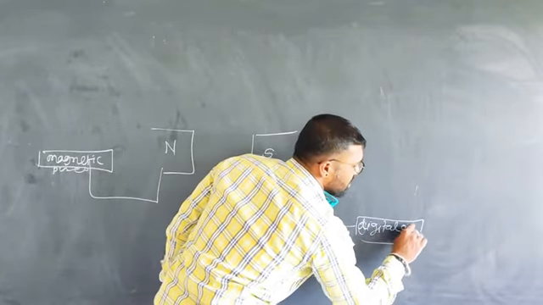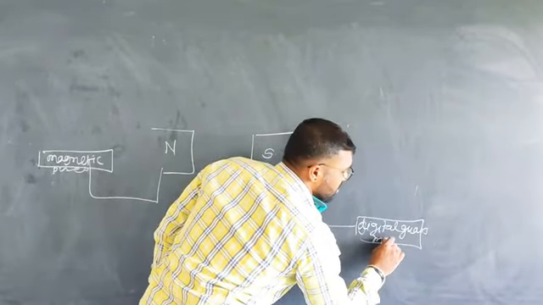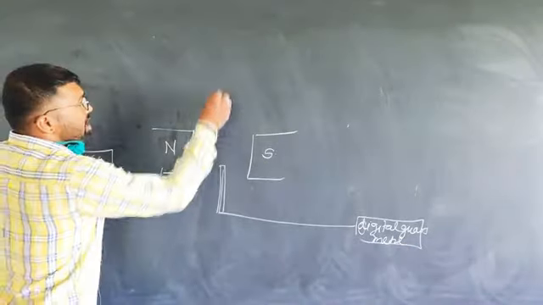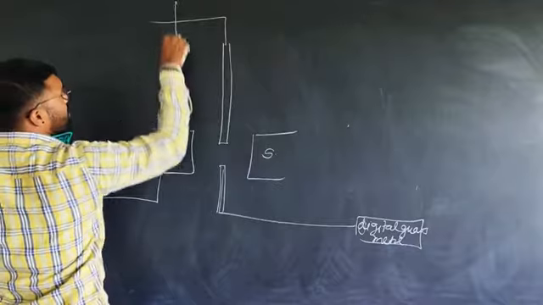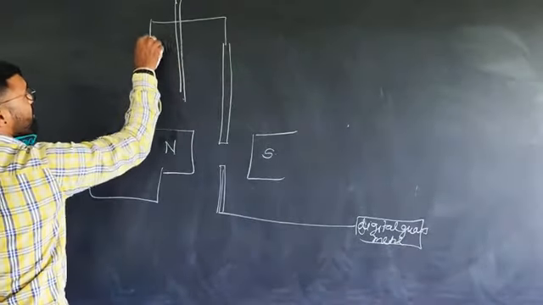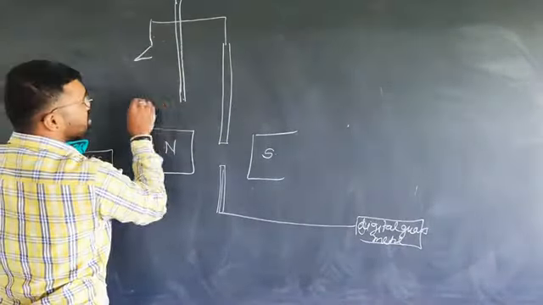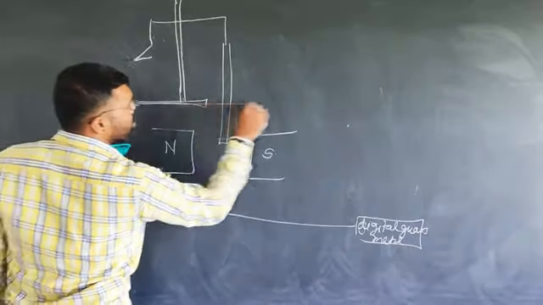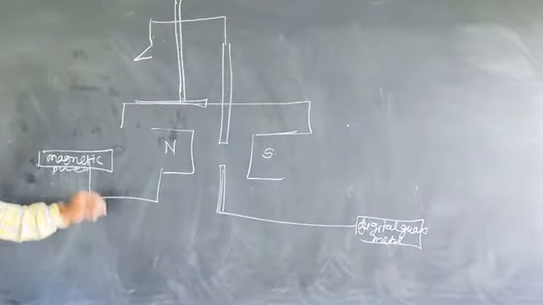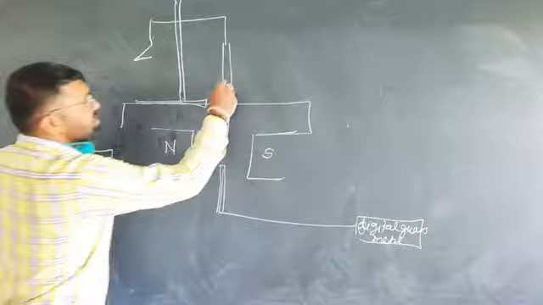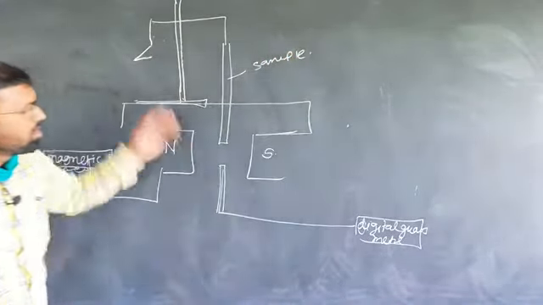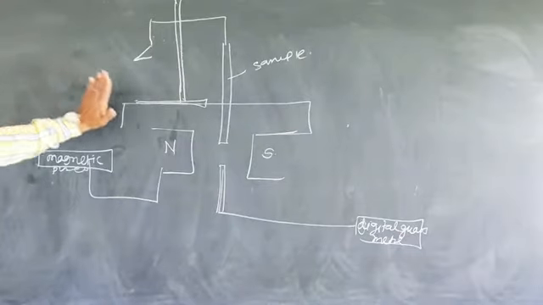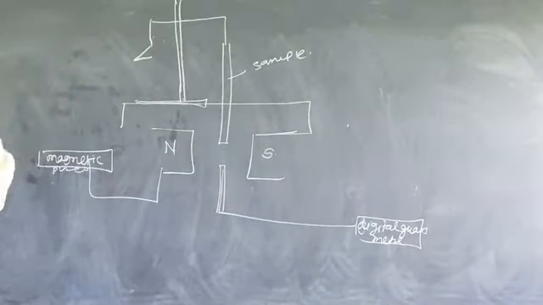Digital Gauss meter. Here the sample is inserted, and this is the analytical balance. Suppose a wooden plate or wooden table is there. This is the sample. This is just a simple diagram.